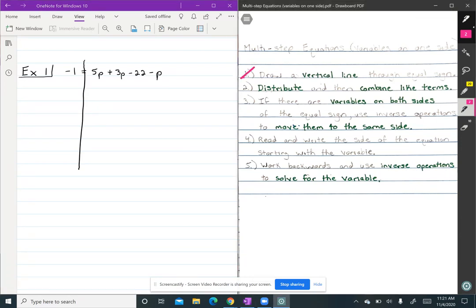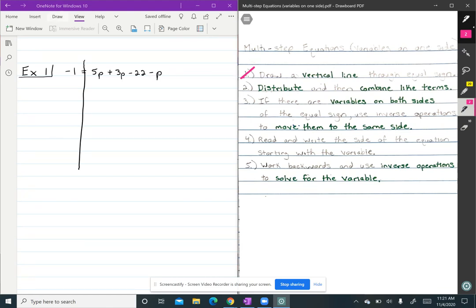Then step 2 says distribute and then combine like terms. So if we remember, distribution means that we have parentheses with a number in front that we have to multiply and distribute out to the terms inside. We don't have any parentheses, so that tells me right away I don't need to do that. But then I also need to look if I can combine like terms.